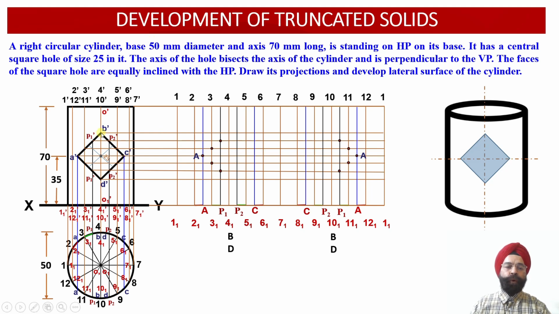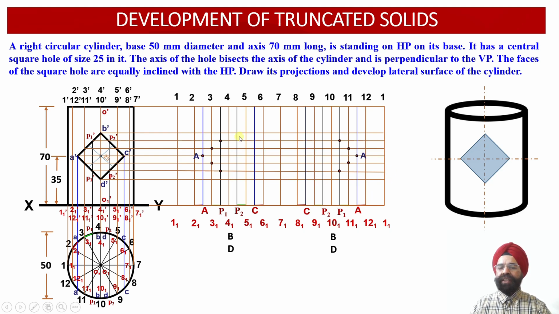Now the next 2 points are B and D. From B dash and D dash, we have these extreme horizontal projectors. Horizontal projector number 1 goes through B dash, and horizontal projector number 2 goes through the point D dash.